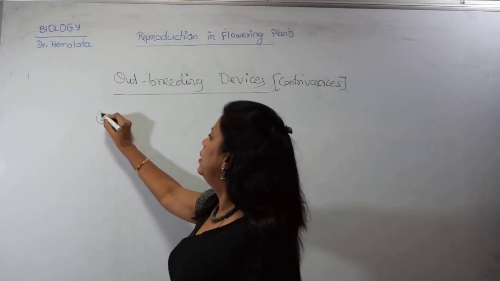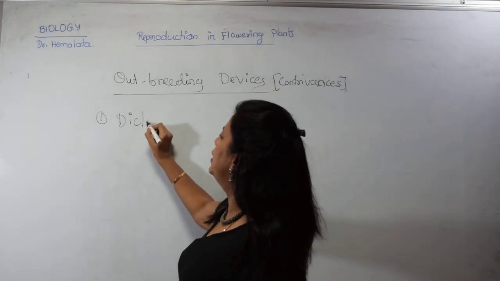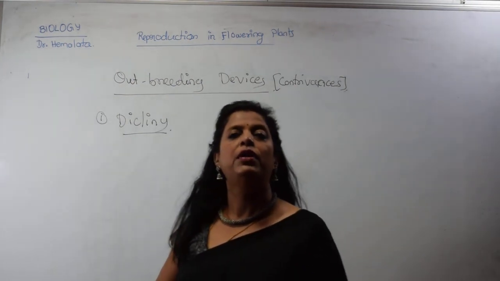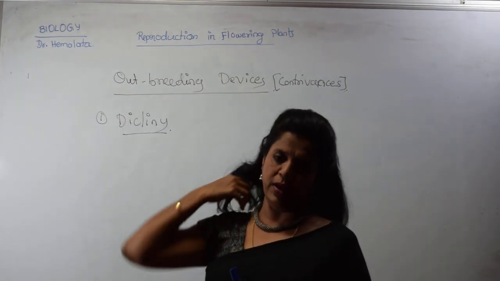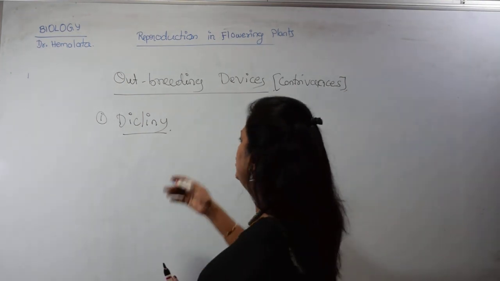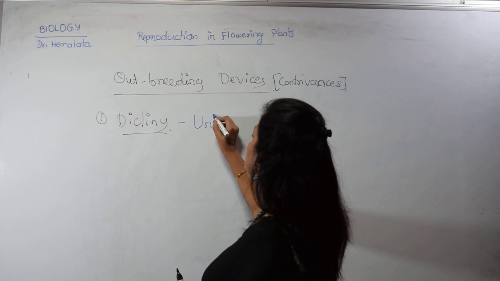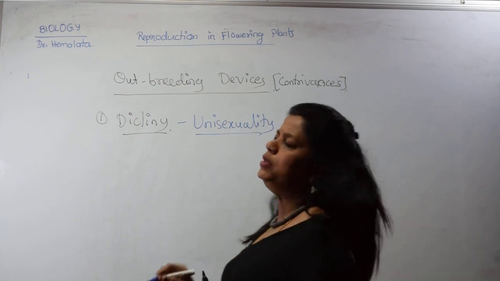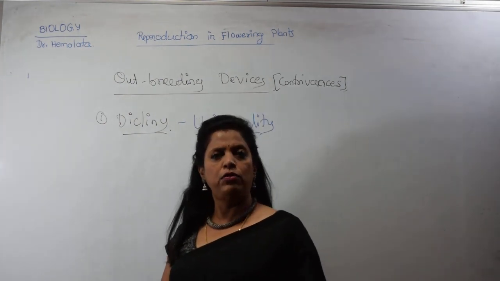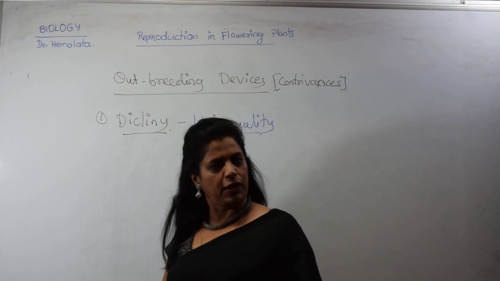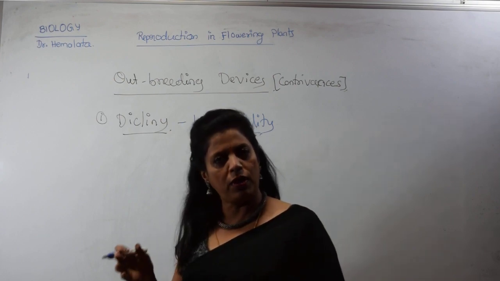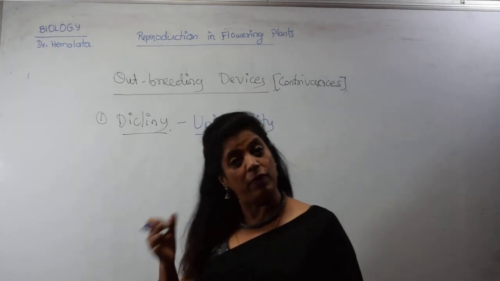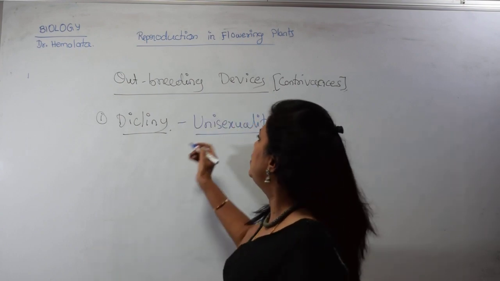First thing, we learn it as the heading, dicliny. What is dicliny? Dicliny is a condition in which the plants are unisexual. They show unisexuality, so dicliny is nothing but unisexuality. The plants always try to be unisexual. In the evolutionary sequence, if you observe, in plant classification also it is done like that. Unisexuality is always advanced compared to bisexuality.